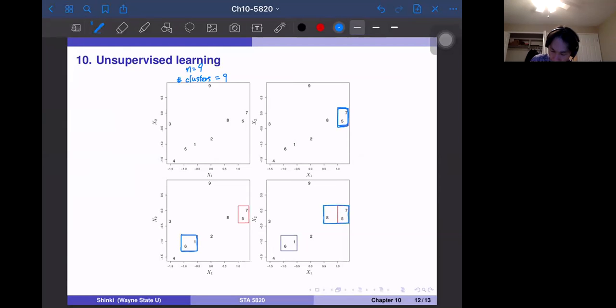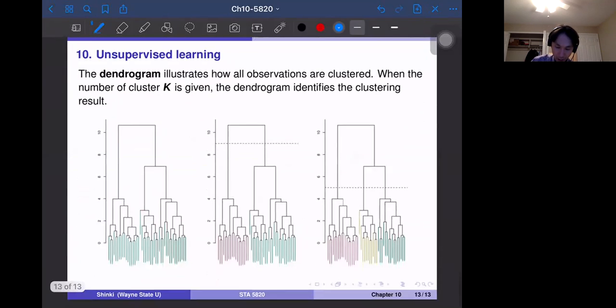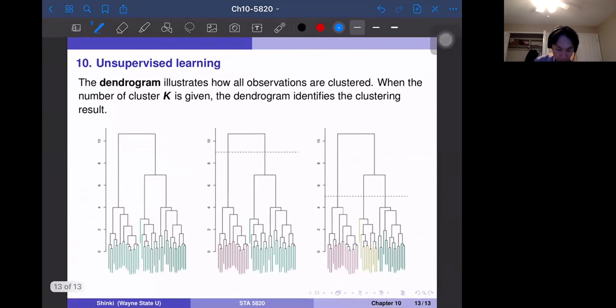We have several ways to define this. Maybe we take the average of 5 and 7, then we measure the distance between this and this. So there are several choices. But in this way, we can make the clusters larger, or make the number of clusters smaller. Then finally, we can get this.